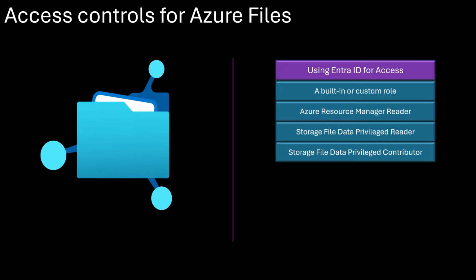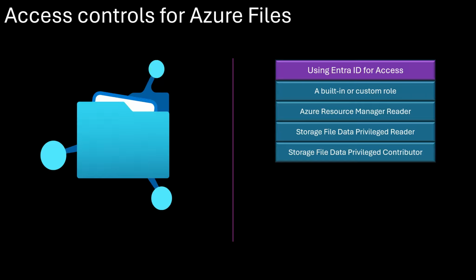If you want to use Microsoft Entra ID to access Azure files, you need a built-in or custom role that provides file data access, and at least the Azure Resource Manager reader role at the storage account level or higher. The reader role allows you to view storage account resources but does not grant access to data. To access file data, you need a role that includes Storage File Data Privilege Reader or Storage File Data Privilege Contributor. These roles provide read, write, delete, and modify permissions for Azure file shares, but modifying ACLs or NTFS permissions isn't supported via the Azure portal.